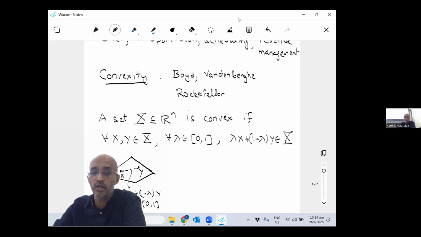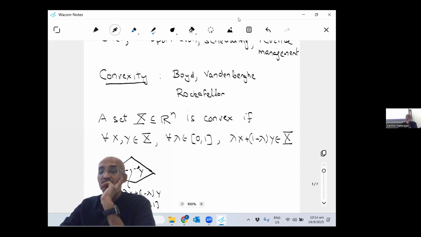For example, when lambda is 1, I will get x. When lambda is 0, I'll get y. When I take lambda equal to 1 by 2, 0.5, I'll get a point between x and y. What does the definition tell me? You take any 2 points x and y, every point that lies in the line segment between them is going to also lie in the set X. So that's a convex set. So this set is convex.